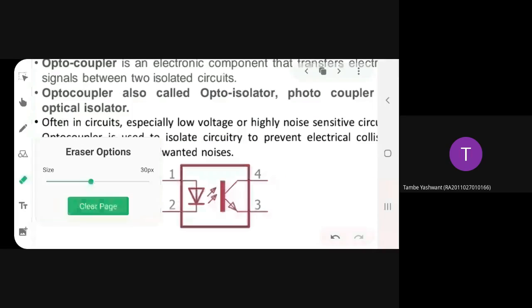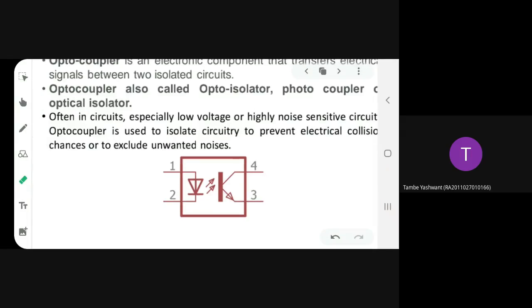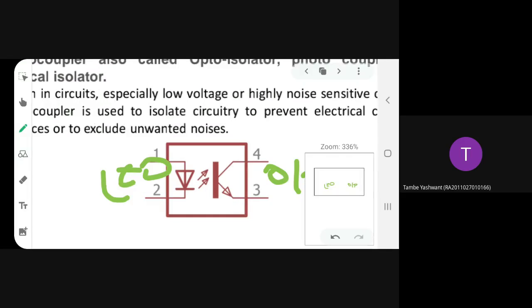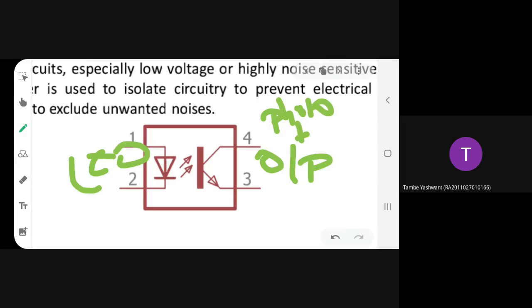Inside the opto-isolator, you will be having what two? On the input side, you will be having an LED. It will not vary, but on the output side, you can have a variation. Here it is showing a phototransistor. Similarly, you can also use a photodiode.